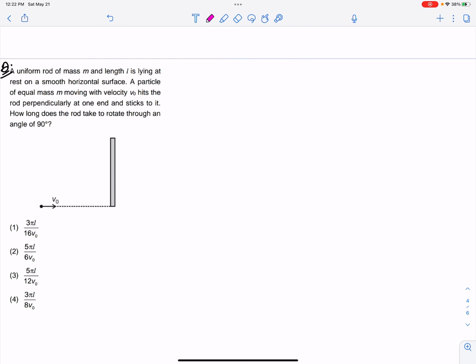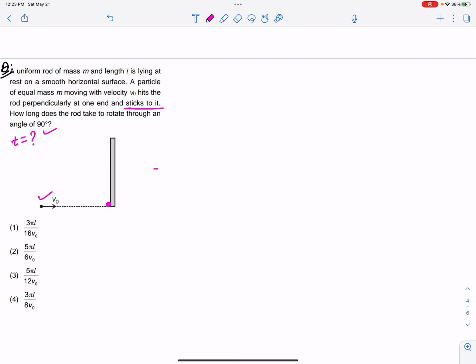So look, a uniform rod of mass m and length L is lying at rest on a smooth horizontal surface. A particle of equal mass m moving with velocity v naught hits the rod perpendicularly at one end. This particle is going to hit this rod here, perpendicularly at one end, and sticks to it. It's going to be stuck to it. How long does the rod take to rotate through an angle of 90 degrees? So it's asking the time, how much time the rod will take to rotate by 90 degrees.